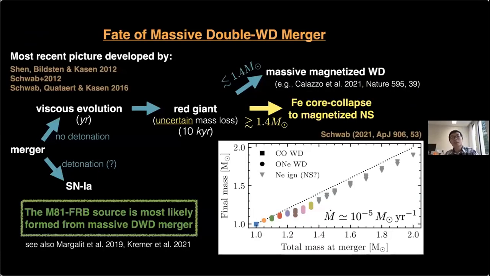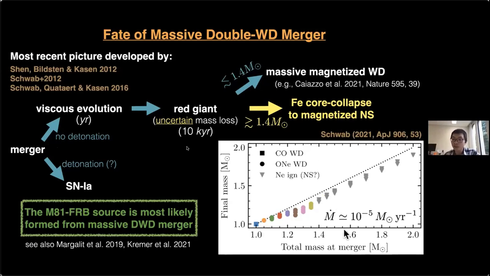So how does a massive white dwarf merger make a neutron star? Here's the most recent picture, and it goes like this. After the merger, if the system does not detonate, then the system undergoes viscous evolution and becomes a roughly spherical, inflated red giant, hundreds of solar radii. And there's a very large uncertainty on the mass loss of such a red giant. If the remaining mass is more than a Chandrasekhar mass, then you get a neutron star. If less, then you get a massive magnetized white dwarf.